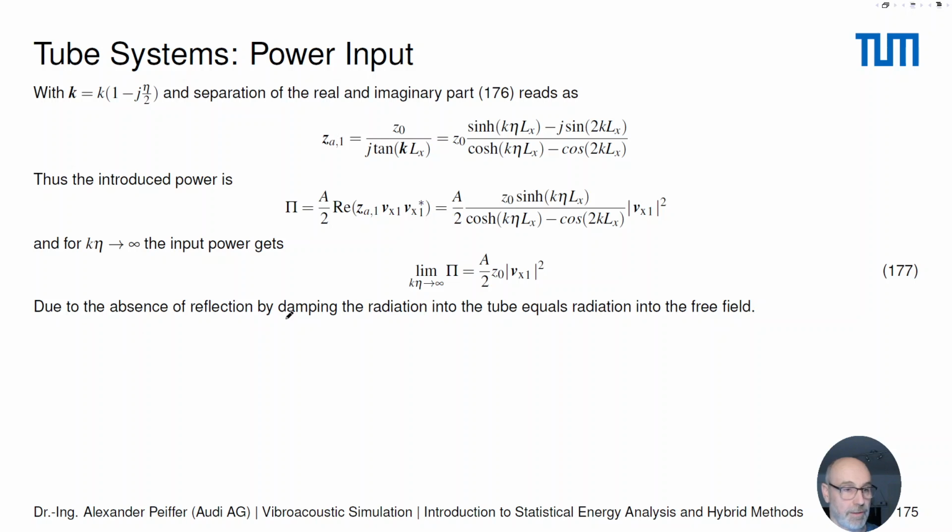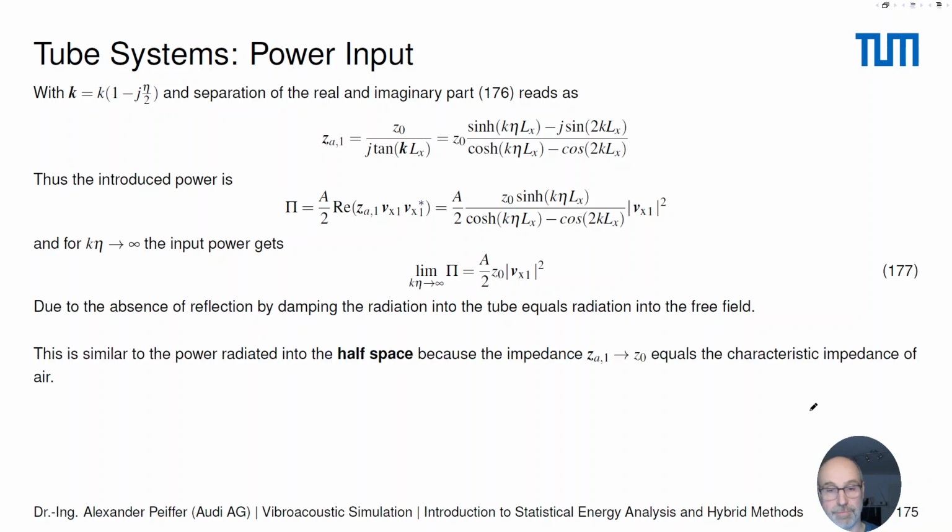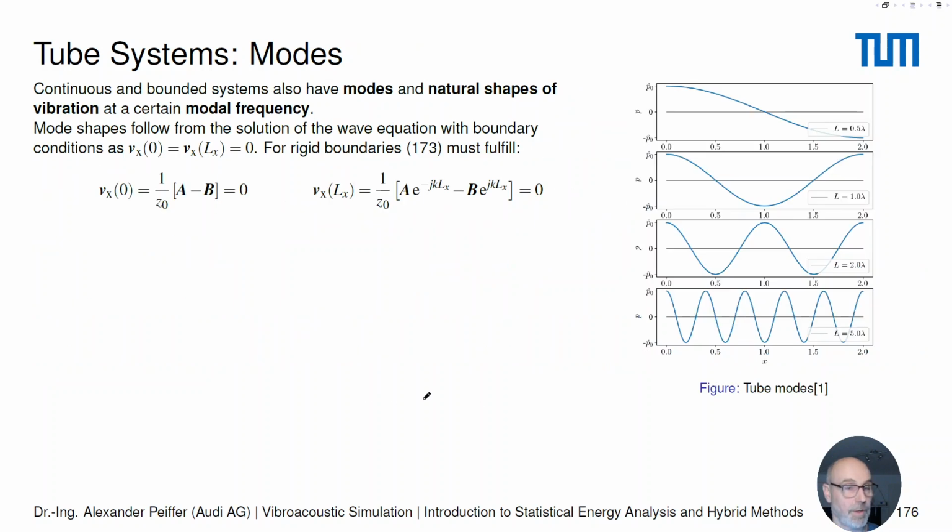So again, the heuristic approach is the absence of reflection due to damping means that the tube equals radiation into the free field, semi-free field. Good. Numerically, that means that the radiation impedance of our tube, which is this one here, equals the characteristic impedance for high frequencies. Okay, so far for the power introduction properties and some other things.